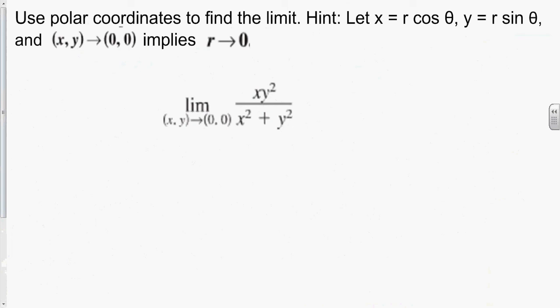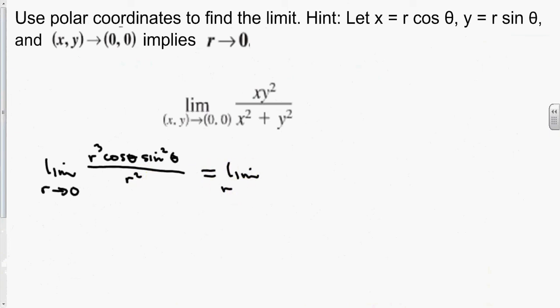Use polar coordinates to find the limit. Hint, let x equal r cosine theta, y equal r sine theta. As x and y go to (0, 0), that implies that r goes to 0. So we convert this to its polar form, the limit as r goes to 0. The numerator is r cubed cosine theta sine squared theta, all over r squared.